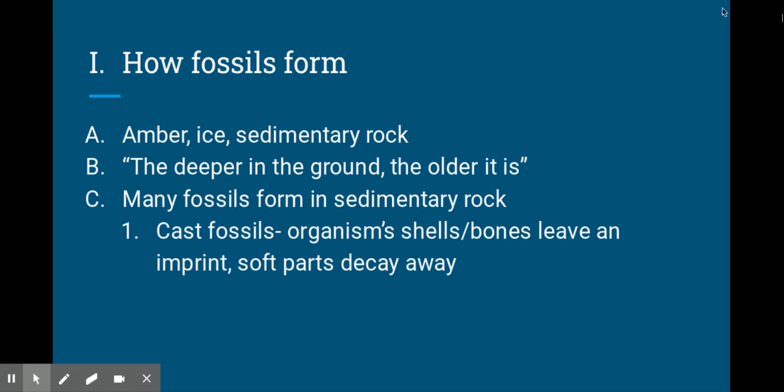So the first piece of evidence that we have for evolution is fossils. Fossils can show us how species have changed over time. We know that we found fossils in amber and frozen fossils in ice and lots of fossils found in sedimentary rock. We know the law of superposition that tells us the deeper in the ground, the older it is. So we know the farther down, generally speaking, we find a fossil, the older that fossil is. And we can see how organisms have changed over time by looking at how the fossils have changed over time in that species.